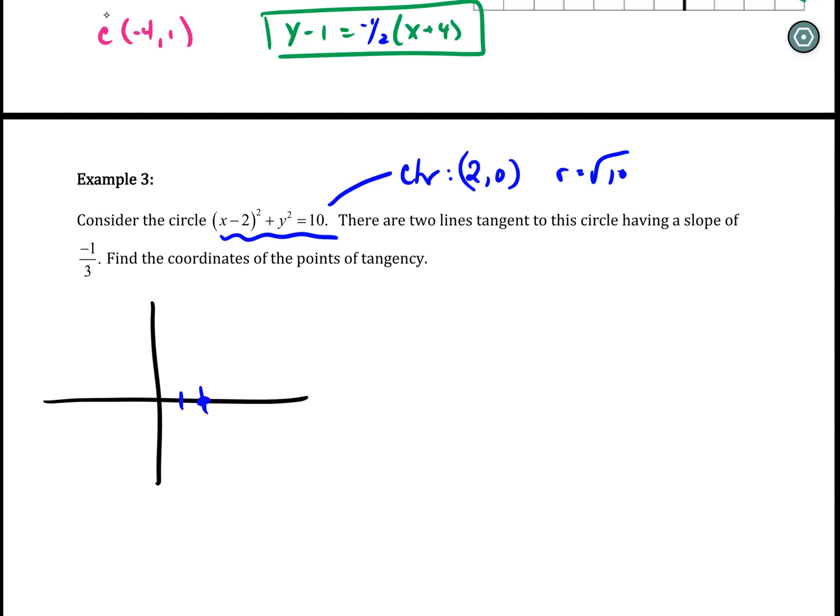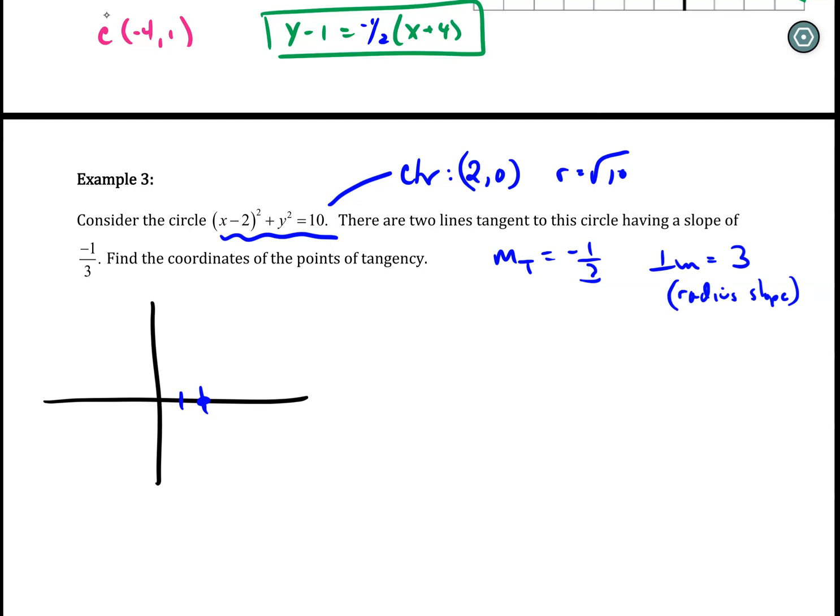And they're saying here, there are 2 lines tangent to the circle having a slope of 1/2. So the slope of the tangent line is going to equal -1/3. And I'm abbreviating slope with little t for the tangent line, right? So that means the perpendicular slope is going to equal 3, aka slope of the radius.